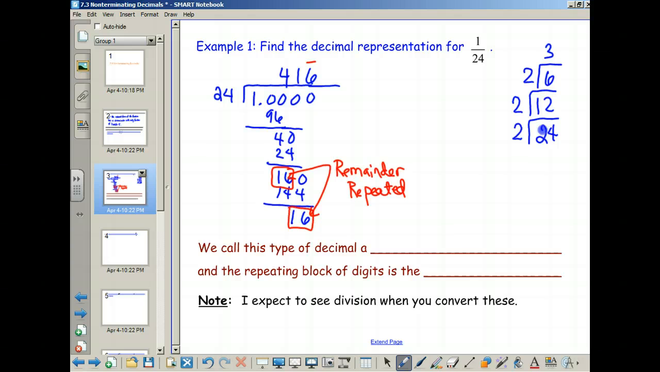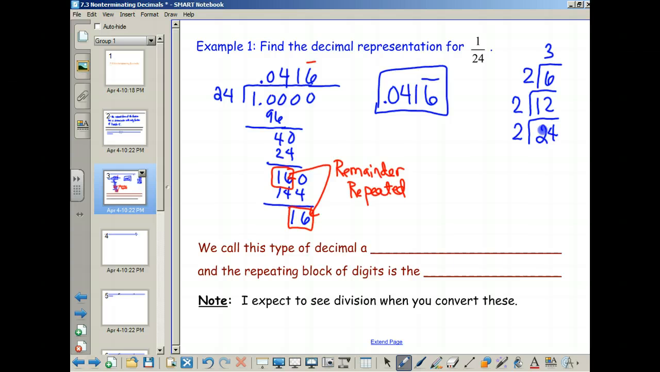Now, I need to go back up to my original problem because I didn't write everything out properly. My decimal point needs to come up from here, and the 0 needs to come up because it did not go in any times in the number 10. So this decimal representation is actually 0.0416, and only the 6 has a bar on it. Do not make me guess where that bar is supposed to be starting and stopping. Be very clear when you're doing it, okay?